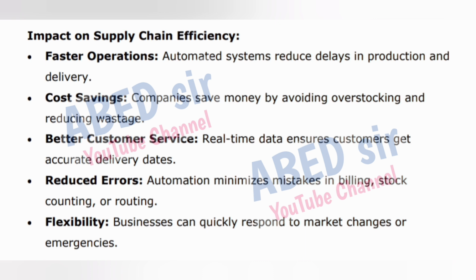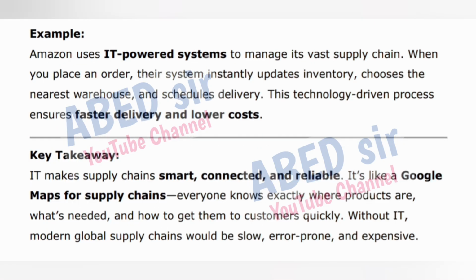Reduced errors. Automation minimizes mistakes in billing, stock counting, or routing. Flexibility. Businesses can quickly respond to market changes or emergencies. Example: Amazon uses IT-powered systems to manage its vast supply chain. When you place an order, their system instantly updates inventory, chooses the nearest warehouse, and schedules delivery. This technology-driven process ensures faster delivery and lower costs.